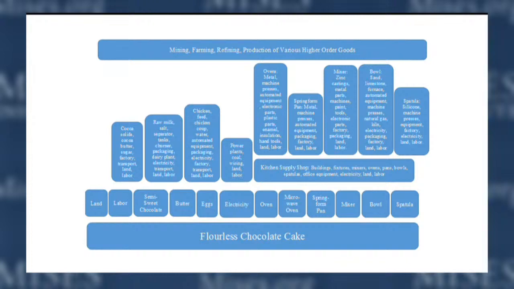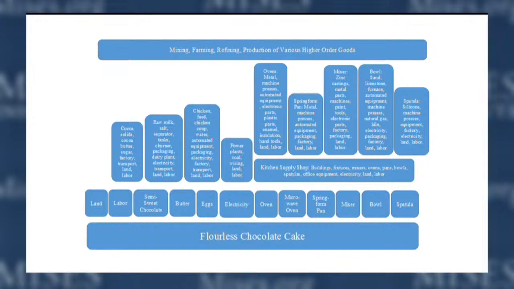We need transporting the finished product to the places where people can buy them, right? Of course, and they need land and labor to make these things. What about butter? Butter requires raw milk, salt, a separator, tanks in which the butter is churned, a churner itself. We need packaging, we need a dairy plant, we need transport, land, and labor.